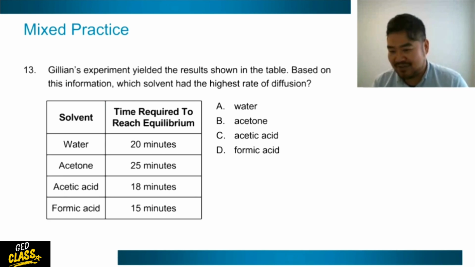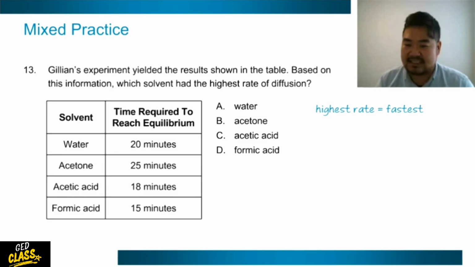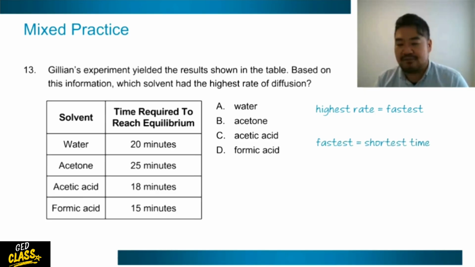Here's where you want to be careful. If something has the highest rate of diffusion, if it diffused at the highest rate, what would be true about the time that it took? The time would actually be not the biggest, but the smallest amount of time. The highest rate is going to be the fastest. So which of those answer choices indicates the fastest time to reach equilibrium? The smallest amount of time would be the fastest time.